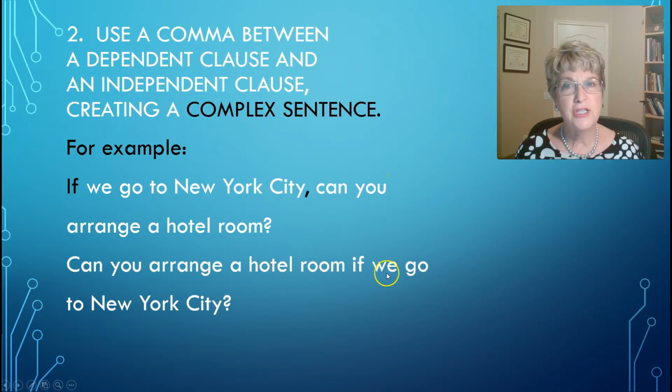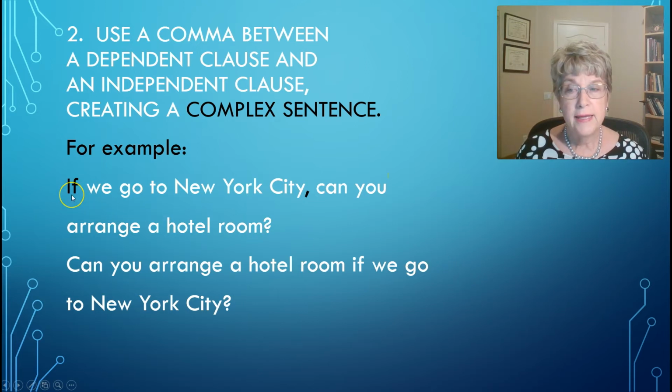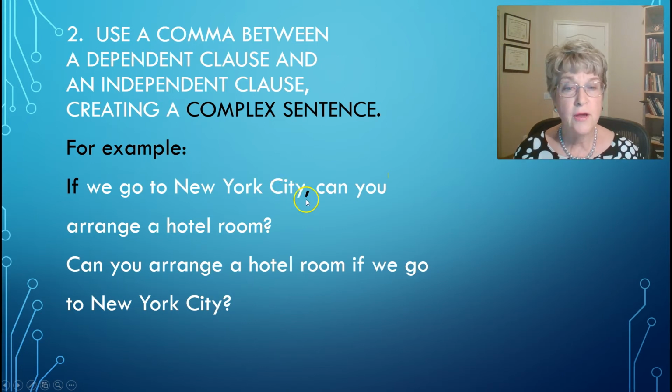The second way to use a comma is between a dependent clause and an independent clause, creating a complex sentence. For example, if we go to New York City, can you arrange a hotel room? If signals the dependent clause, and so we want to separate the dependent clause from the independent clause with a comma.